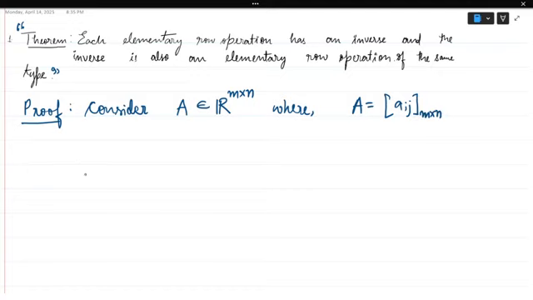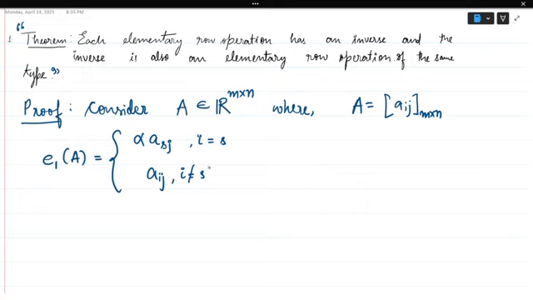Okay. So if an elementary row operation has been applied, the first elementary row operation over the matrix A, we define by the property: alpha times Asj when i is equal to s, and Aij when i is not equal to s. So this is the operation where we multiply the sth row of the matrix by alpha, right?